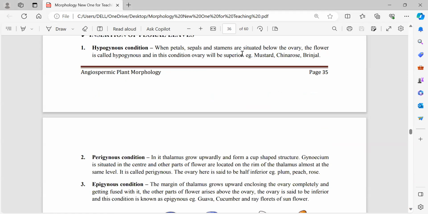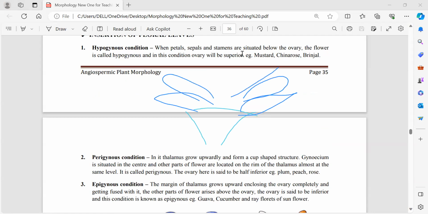Drawing it like this, this is the thalamus, and on it the floral whorls are attached. For example, this is the sepal. Above the level of sepal there is petal, and above the level of petal there are stamens, and above all these is the ovary. That is, ovary is the basal swollen part of the carpel.